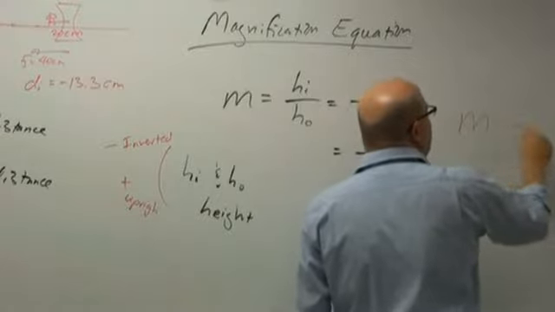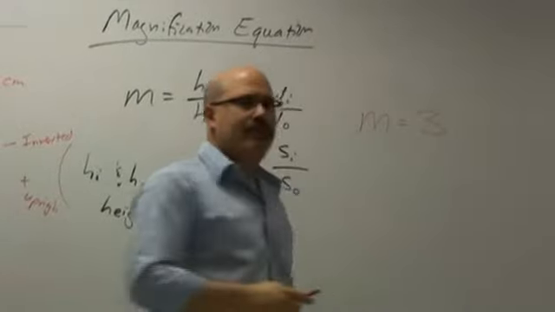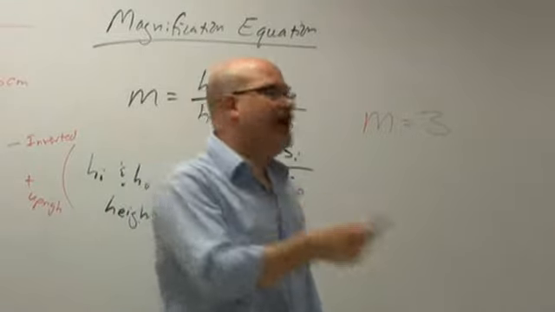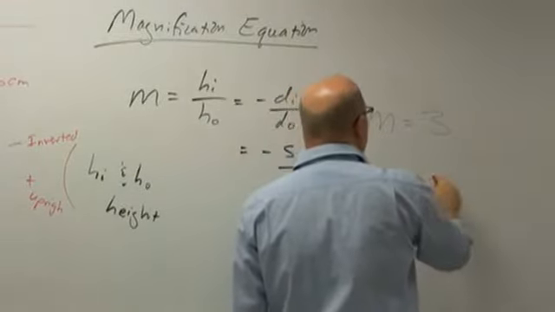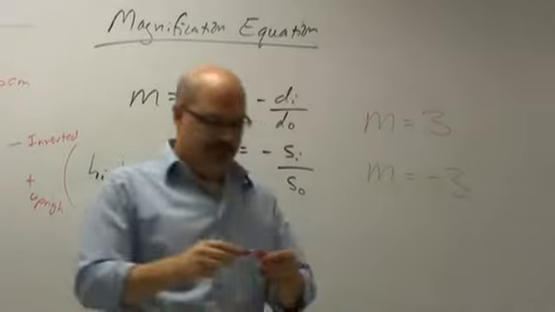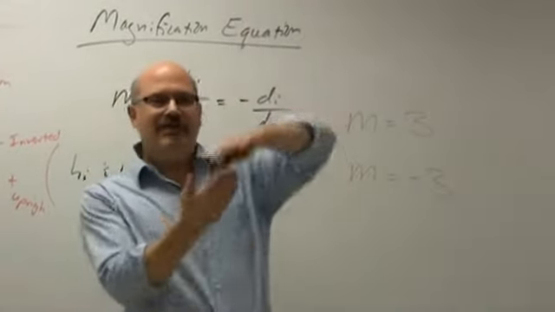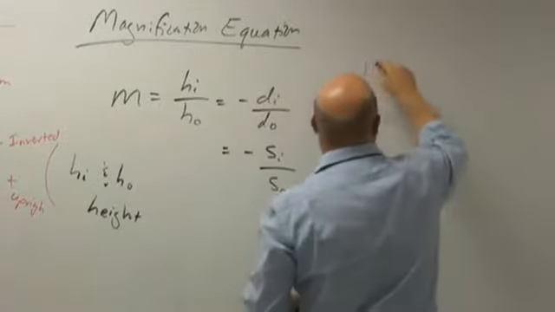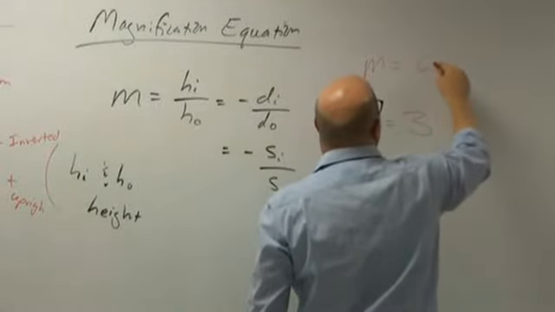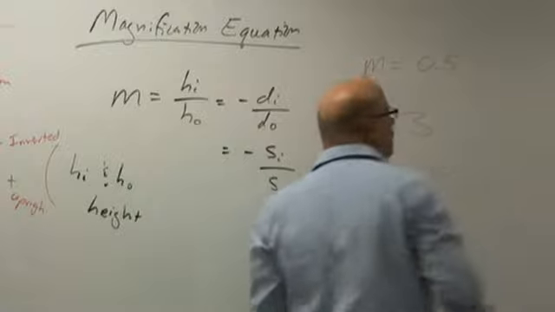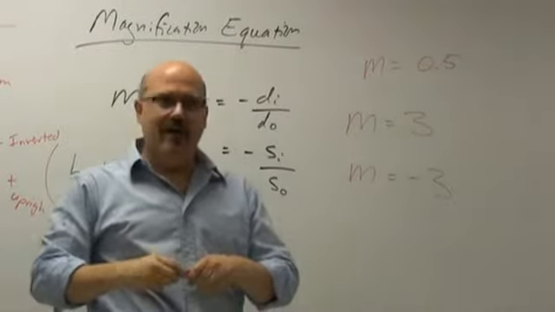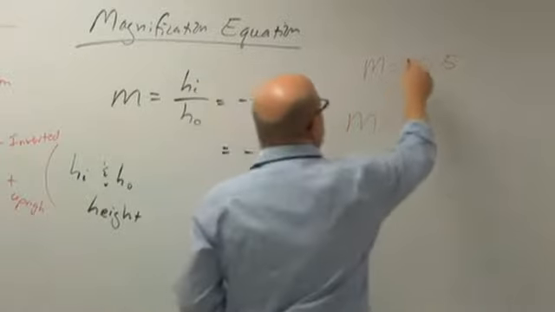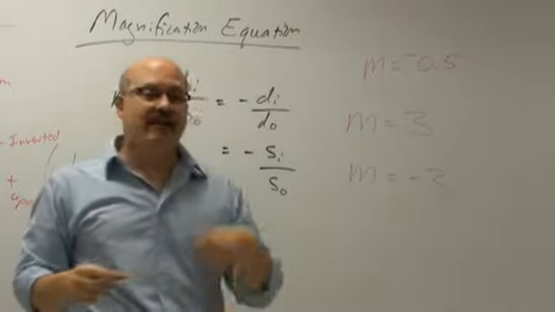So let's talk about magnification. If the magnification is 3, what would that mean? The image is 3 times larger than the object. What if you get a magnification of negative 3? It's inverted. It's 3 times larger, but flipped over. What if you get a magnification of 0.5? It's half as large, but upright. Negative 0.5 would mean half as large and inverted.